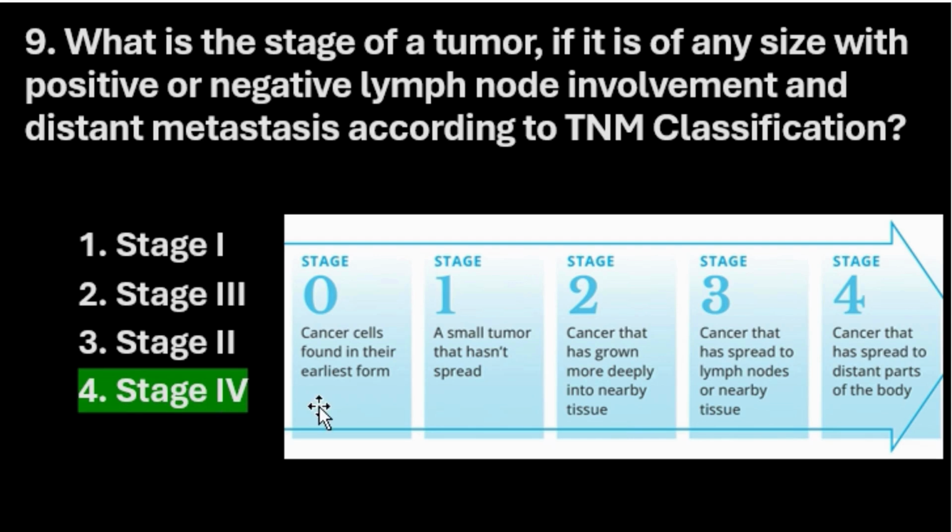We can see the different stages of tumors. Stage 0, cancer cells found in their earliest form. Stage 1, small tumor that has not spread. Stage 2, cancer has grown more deeply into nearby tissue. Stage 3, it has spread to lymph nodes of nearby tissues. And in stage 4 or final stage, cancer that has spread to a distant part. The distant part of the body, that is the distant metastasis. So this is stage 4.